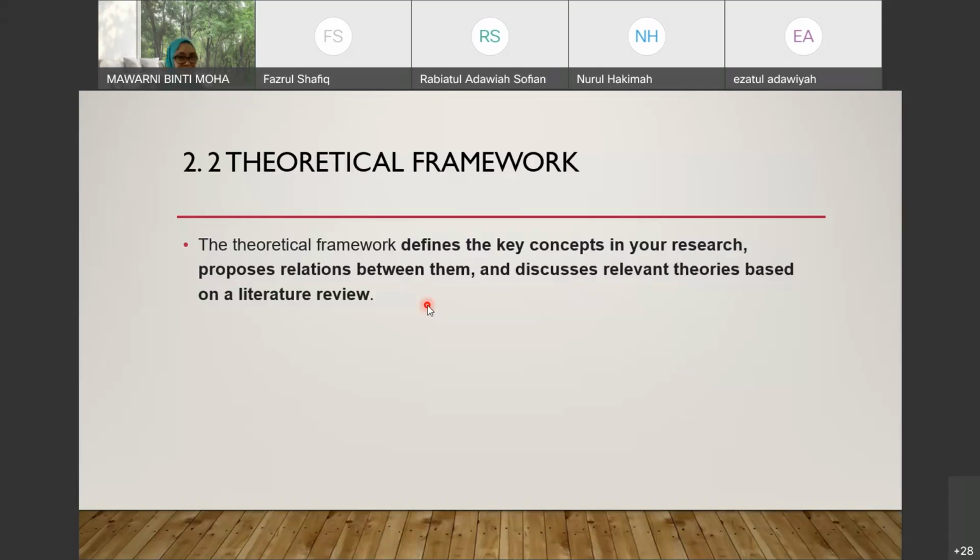2.2, the theoretical framework. Okay, so what is a theoretical framework? It says that it defines the key concepts in your research, proposes relations between them, and discusses relevant theories based on a literature review. Okay, when we talk about theories, you don't come up with your own theory. Theory came from previous researchers. Okay, and you take them, because they came up with theory because they have done extensive research and they are well known in their area of specialization.